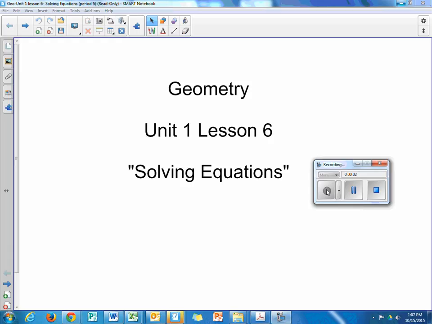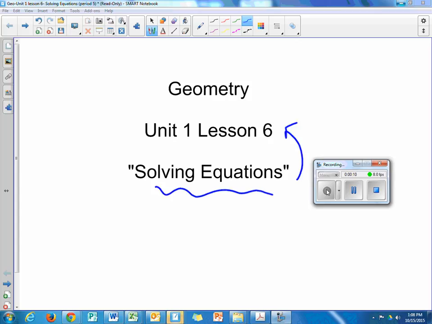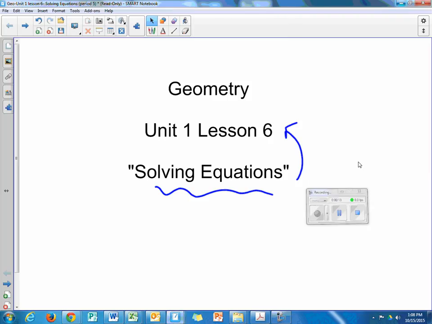All right, hi class, this is Geometry, Unit 1, Lesson 6. Solving equations will teach you how to talk about unknown angles and how to find unknown angles. So you really need to know this in order to be successful in Lesson 6. All right, we're going to get started.